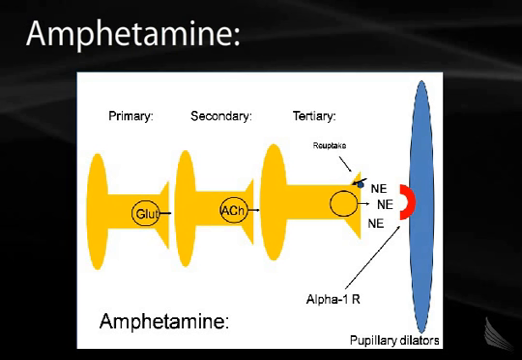So getting back to the question at hand, if our patient had a pupil that did not respond to cocaine but did respond to amphetamine, the only conclusion that we can draw is that the primary or the secondary neuron has been lesioned, but that the tertiary neuron and the actual pupillary dilators are intact.